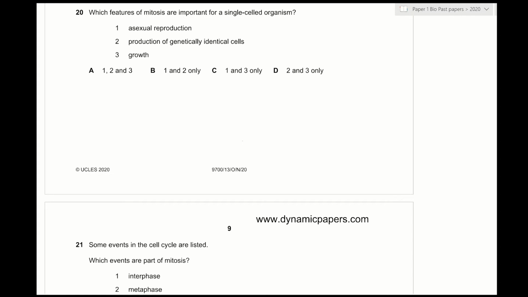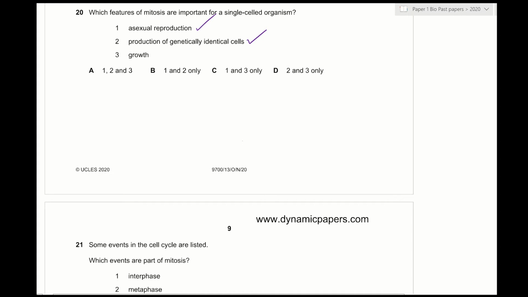Which features of mitosis are important for a single-celled organism? 1. Asexual reproduction. Yes, the cell has to reproduce, and the only way to do this is by asexual reproduction, so mitosis is vital for it. 2. Production of genetically identical cells. Yes, when asexual reproduction takes place, obviously genetically identical cells are going to also occur. Therefore, this is correct.